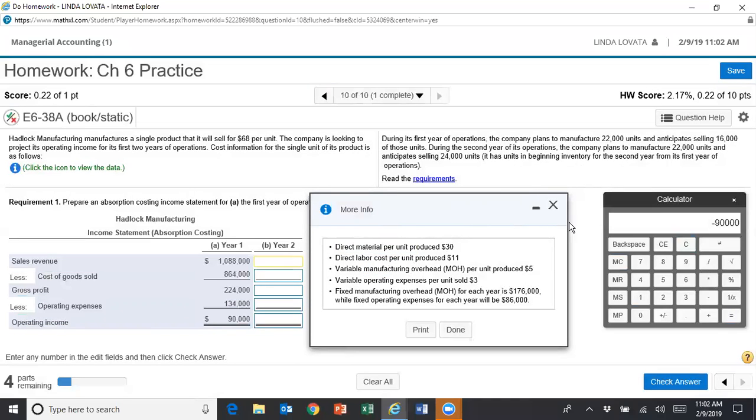Year 2, going to do the same thing, but in year 2, I actually sell 24,000. So I need to take the 24,000 times the 68 gives me 1632.